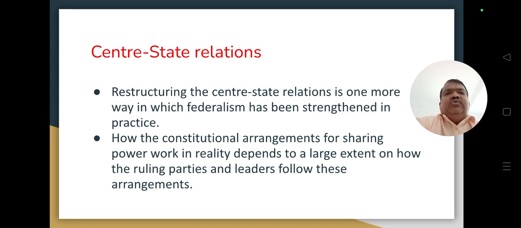Yes, friends, it is true that the way we practice and follow the arrangements is a matter of fact, rather than what is there on paper. Whatever is there on paper, it's not necessary that the leaders will follow in the same manner. But Indian politicians are following these arrangements. That's why Indian democratic politics is very good democratic politics.